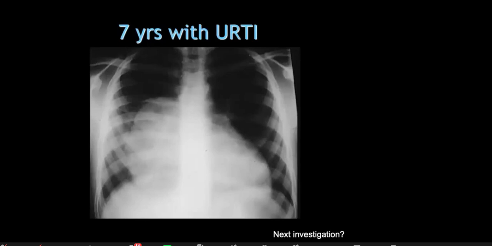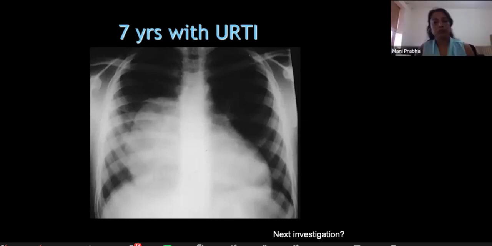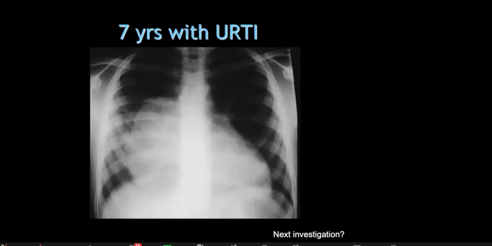So it's a frontal chest radiograph of a 7-year-old child with upper respiratory infection, which is demonstrating an opacity in the right medial mid and lower zone, especially more in the right cardiophrenic angle. It's quite smooth margined and sharp. The density is again, it's not very dense.